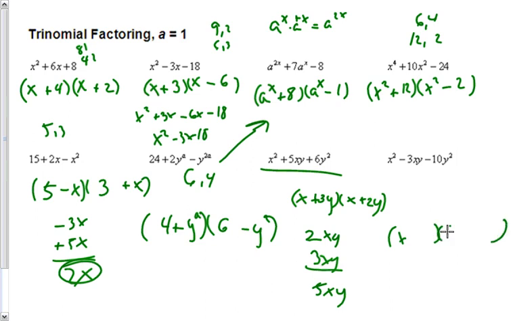Again, we have an x and x and a y and a y because I can see the x squared and the y squared. 10: 5 and 2, or 10 and 1. Now 5 and 2 are going to give me that 3. I like that. But it's all negative.